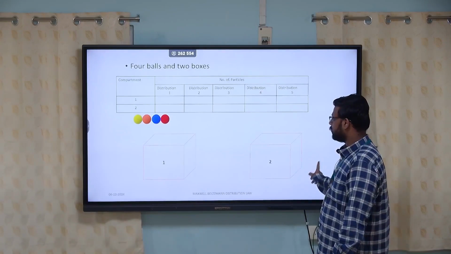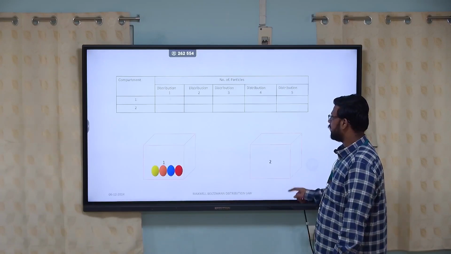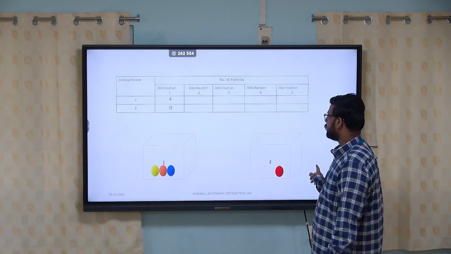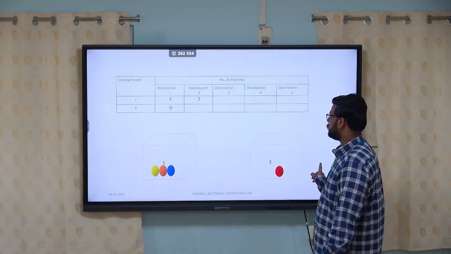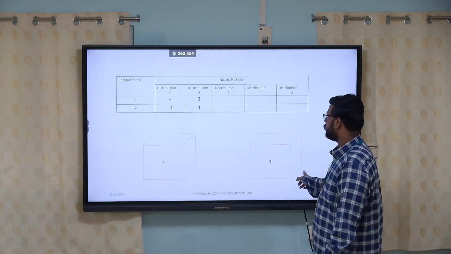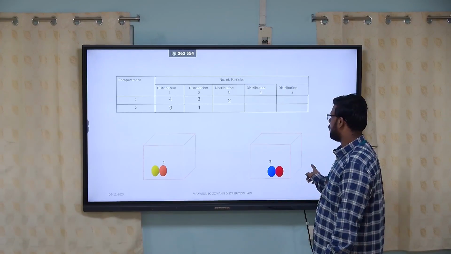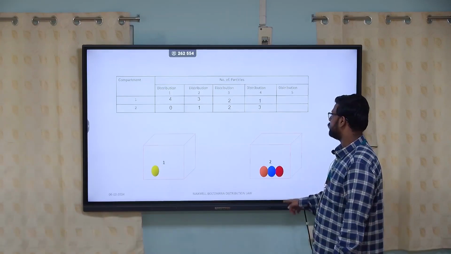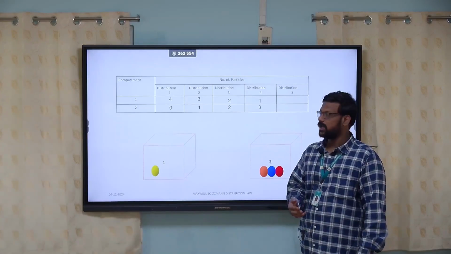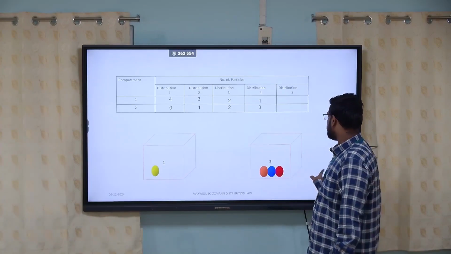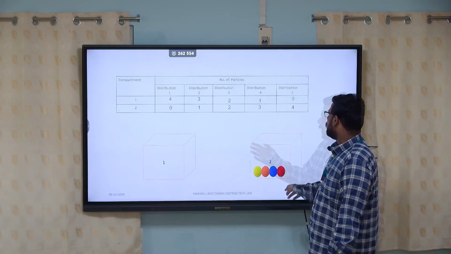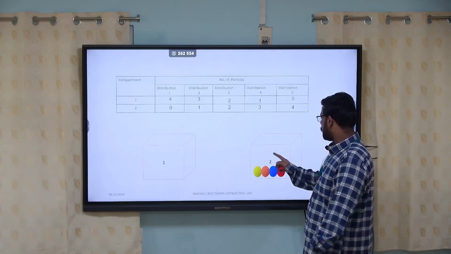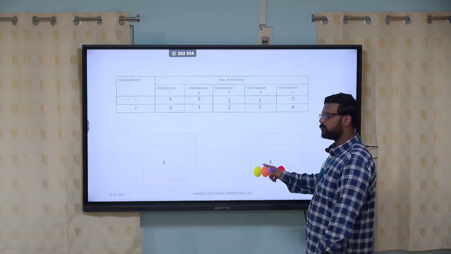Either I can put the 4 balls in one box and leave the other box empty, the second distribution as 1 ball and 3 balls, and for the third distribution I can have an equal distribution of 2 and 2, the next one as 1 and 3, and the final distribution as 0 and 4. These are all the possible distributions, and each distribution is considered a macrostate. You need to consider each ball as individual, actually distinguishable by its color.